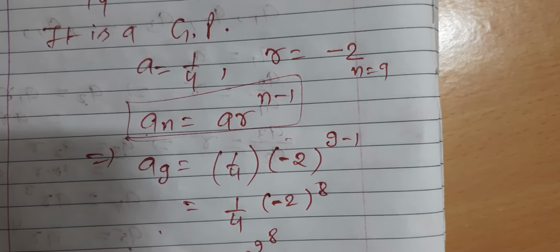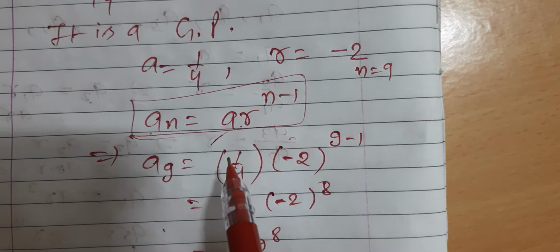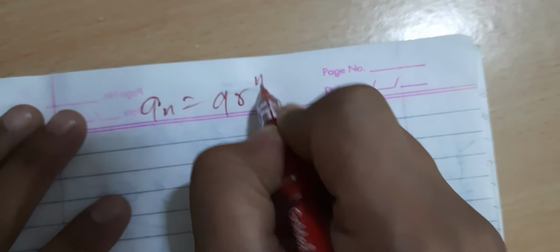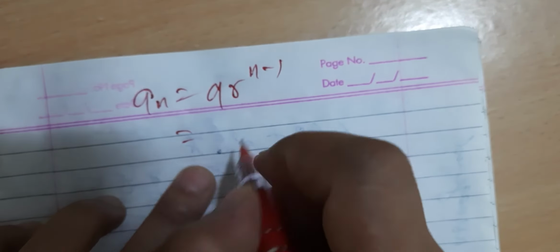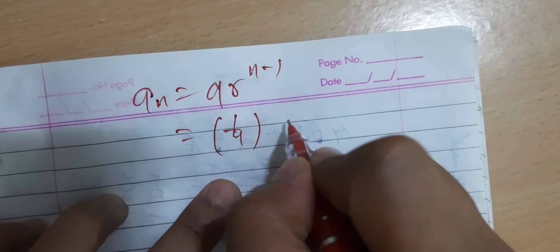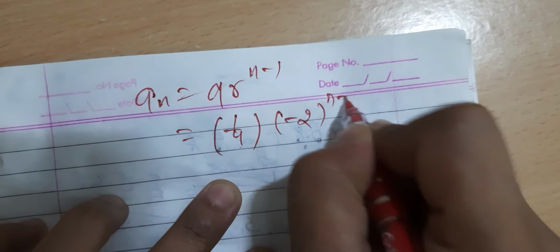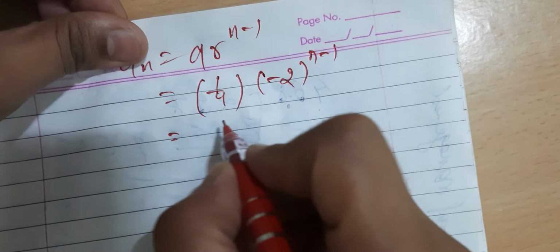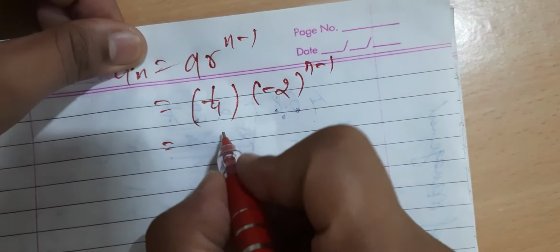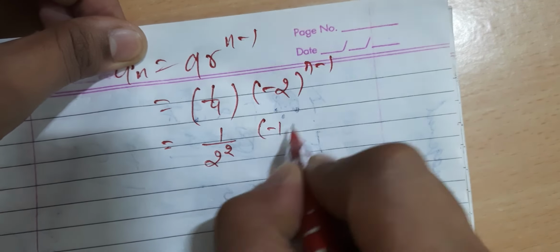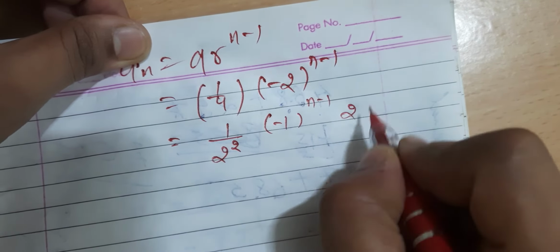But in the general term, we only need to put the value of A and R, because now the values of A and R are given. So the general term will be AR raised to the power n minus 1. We can put the value of A and R as well. So A is 1 by 4, R is minus 2 raised to the power n minus 1. So this can be written as 2 raised to the power 2, here minus 1 raised to the power n minus 1 and 2 raised to the power n minus 1.